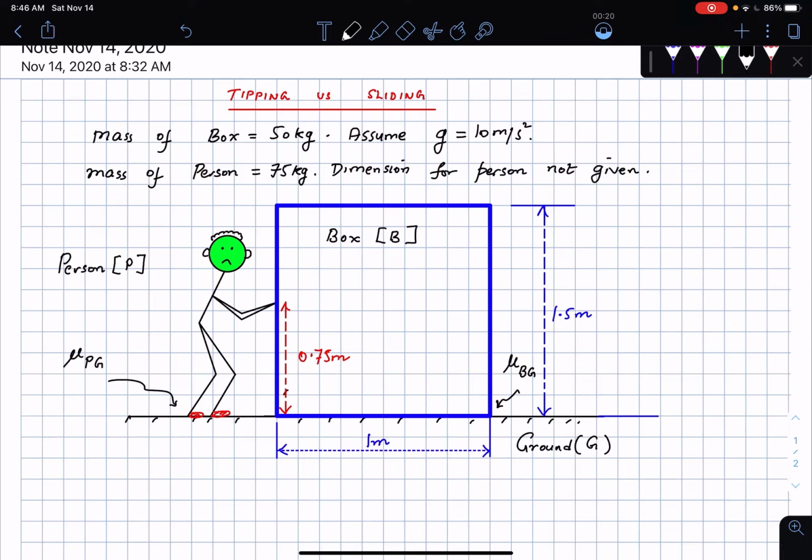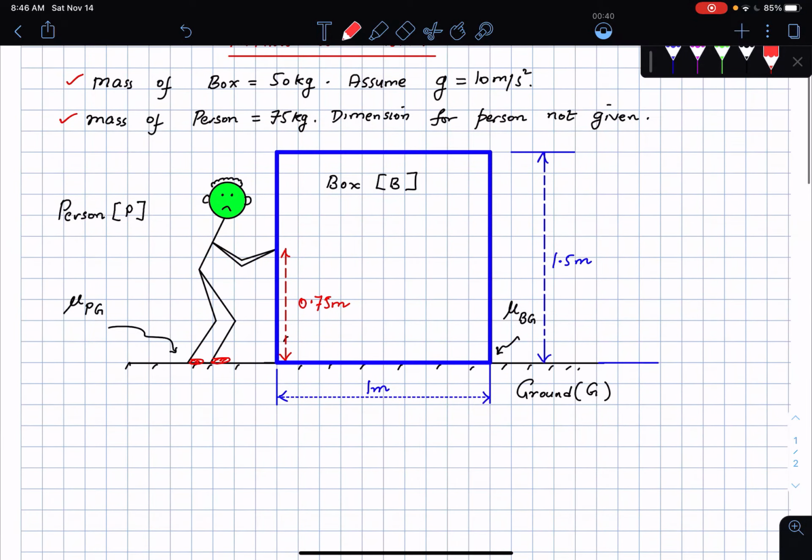The mass of the box is given to us as 50 kilograms. I'm just going to put a tick mark down here. The mass of the person is 75 kilograms. Dimensions for the person are not given to us. We are also told that acceleration due to gravity is 10 meters per second squared. Then I'm given the coefficient of static friction between the box and the ground.